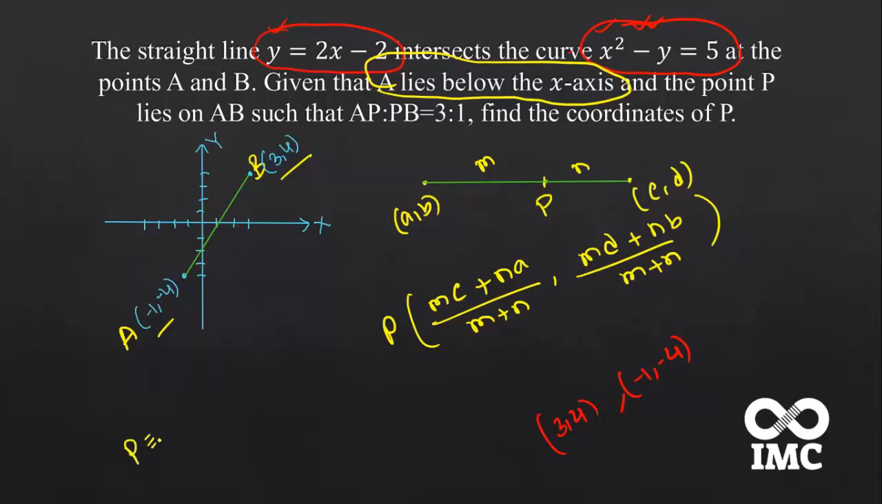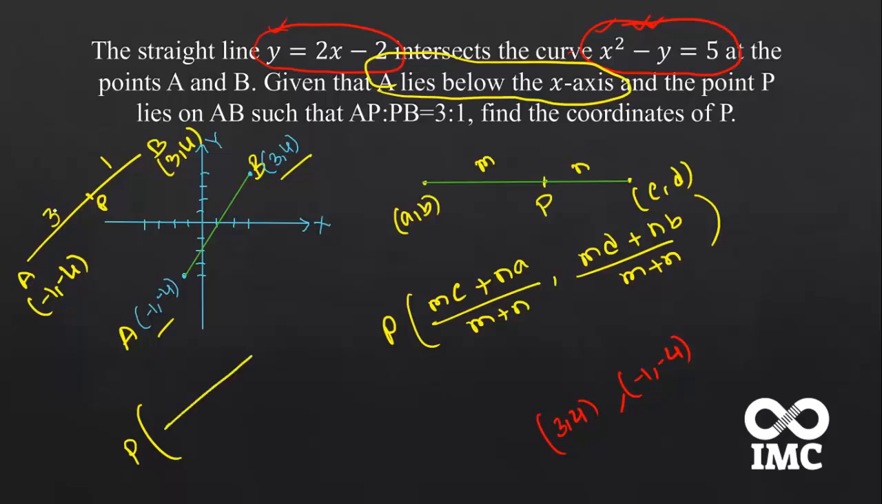Suppose this one is A, this one is B, and this is P. I don't know the actual point. So A is (-1, -4) and B is (3, 4). And here AP is 3 and PB is 1, so AP to PB will be 3 to 1. So right now by using the section formula, we can easily find the point P.